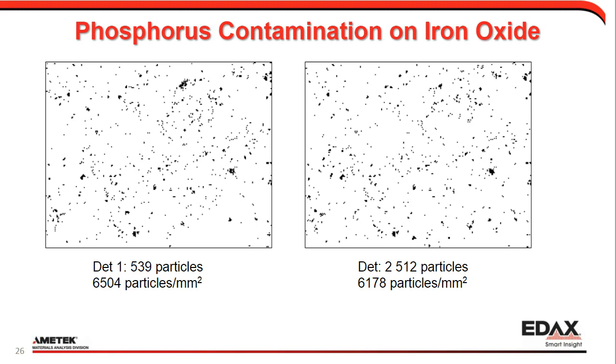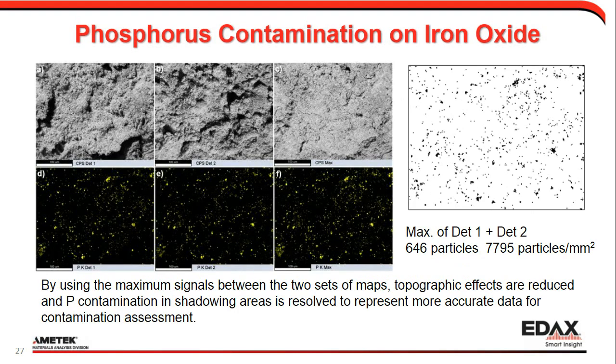So if we want to have a more realistic assessment of the contamination for this sample, what we would do is go in and build the max map. So here we can see in the top we have the CPS, detector 1 and detector 2, and then we look at the map, the max map. We have a lot of the topography completely compensated for. We still have a few areas where we don't get any signal on either detector, but we have a significant improvement in the image here.